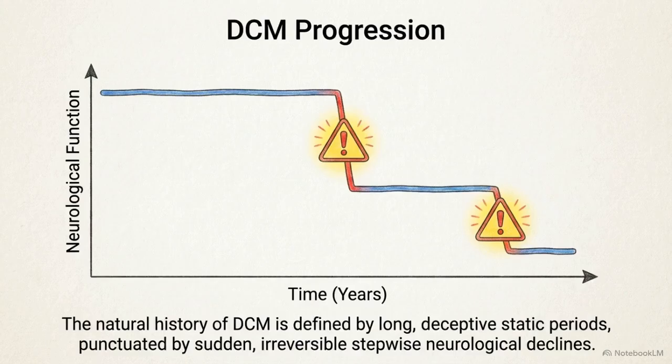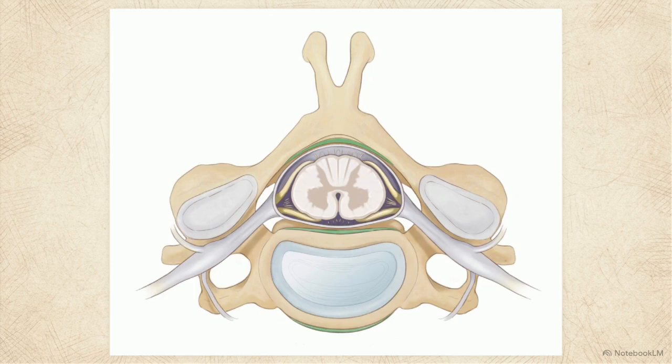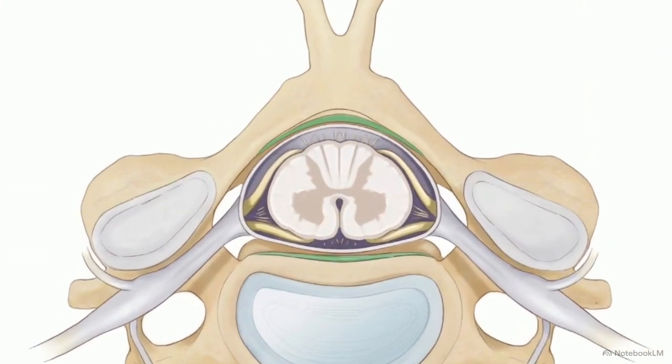The natural history of DCM is defined by long, deceptive static periods, punctuated by sudden, irreversible, stepwise neurological declines. Dynamic and static mechanical forces induce vascular strangulation, selectively killing neurons in critical tracts. As seen in this axial cross-section detailing the relationship between the intervertebral disc, the canal space, and the spinal cord, timely anterior or posterior decompression definitively halts the ischemic cascade by targeting this exact anatomical area.